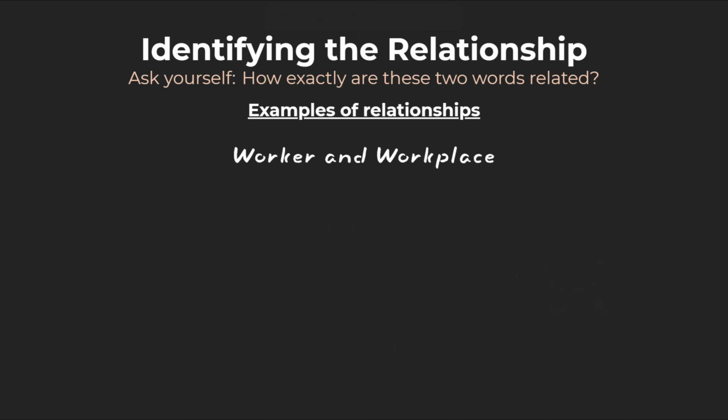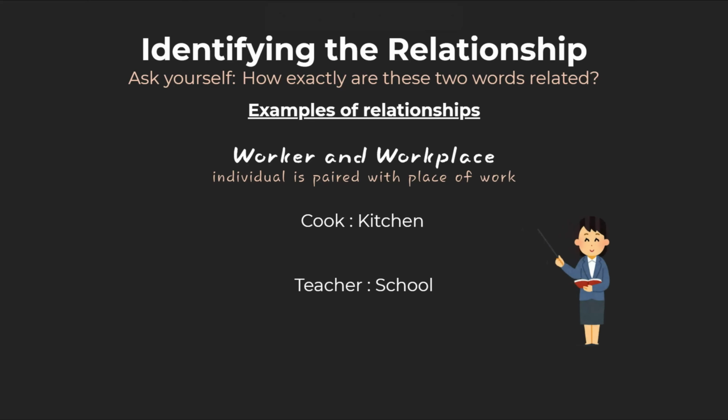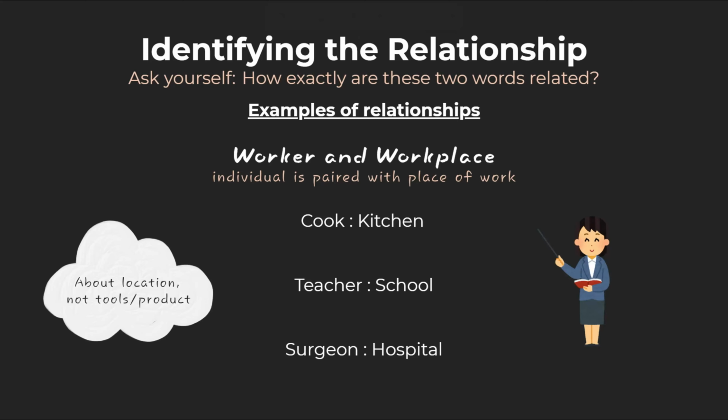Worker and workplace. In this relationship, an individual is paired with the location where they typically perform their job. For example, cook is to kitchen, teacher is to school, and surgeon is to hospital. The second word refers to the professional setting associated with the first. This is about location, not the tools used or the product created.